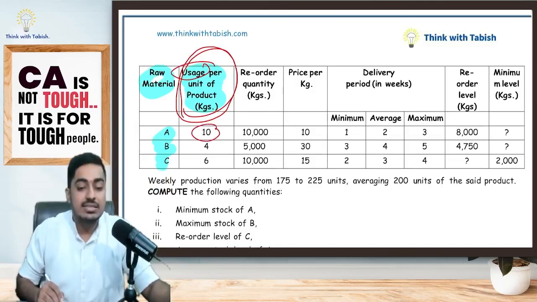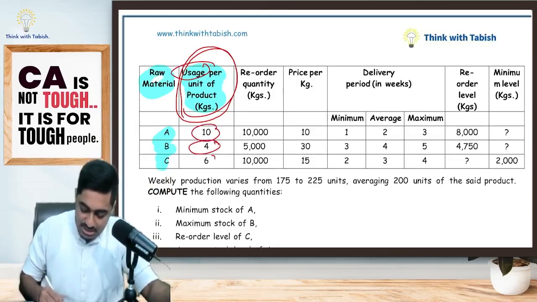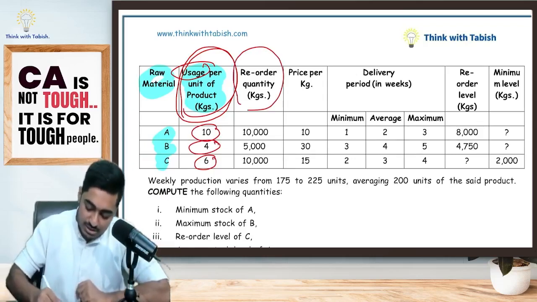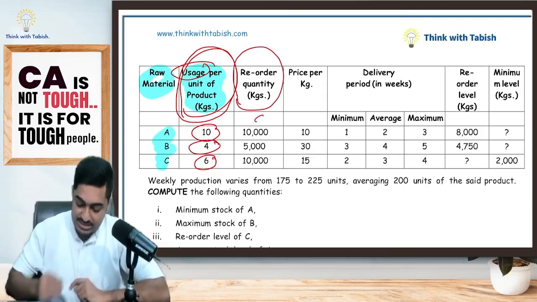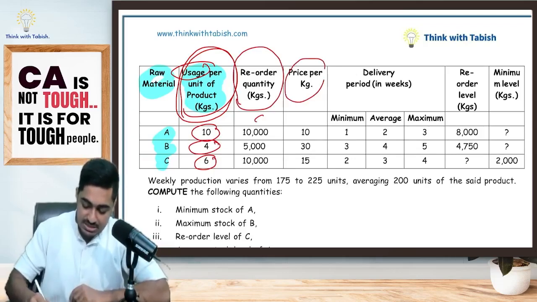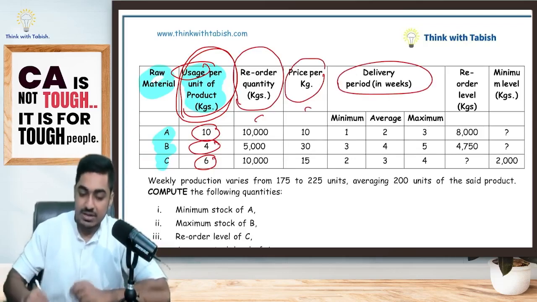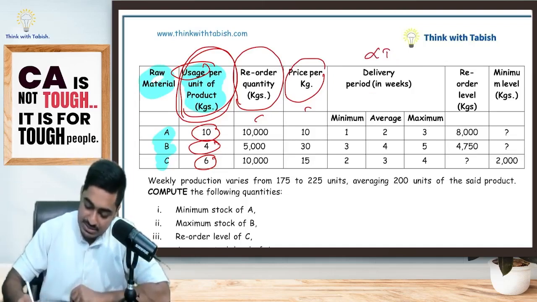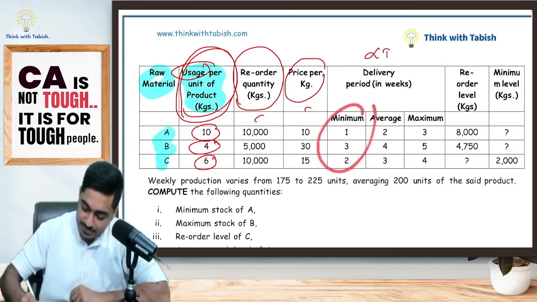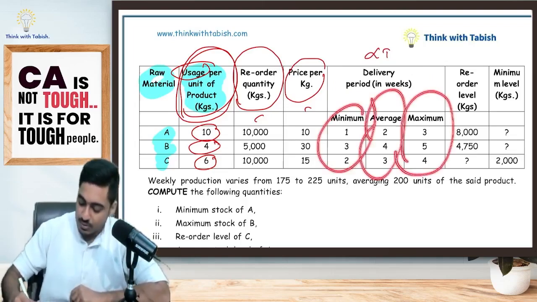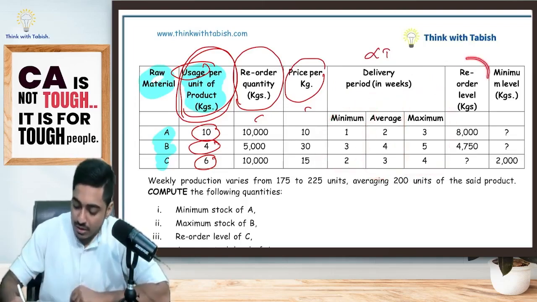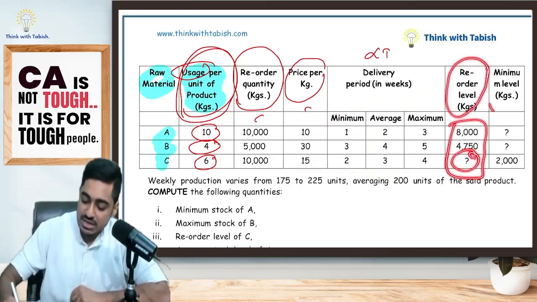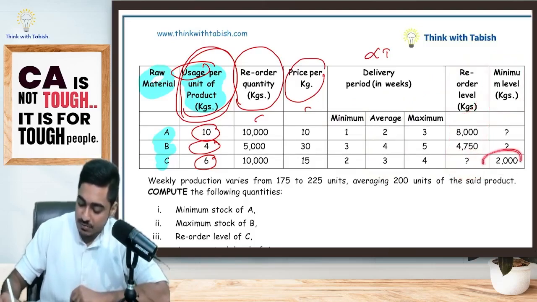A, 10 kg is required. B, 4 kg is required. C, 6 kg is required. Okay, fine. Reorder quantity, for how much quantity I am placing the order, that is given. Price per kg is also given. Delivery period, how much time it will take to deliver. Lead time data, the question has told me minimum, average, maximum. Reorder level is given; in that, 2 are given, 1 is missing. Minimum level is also given.